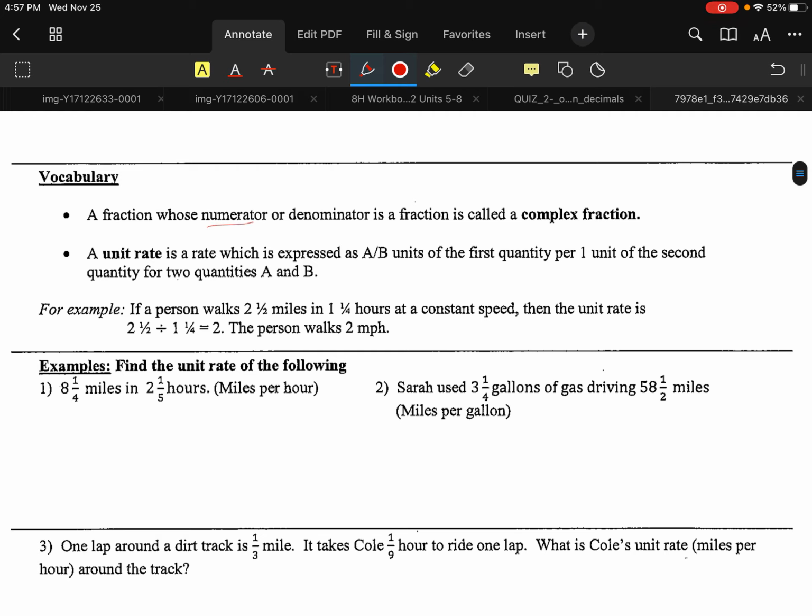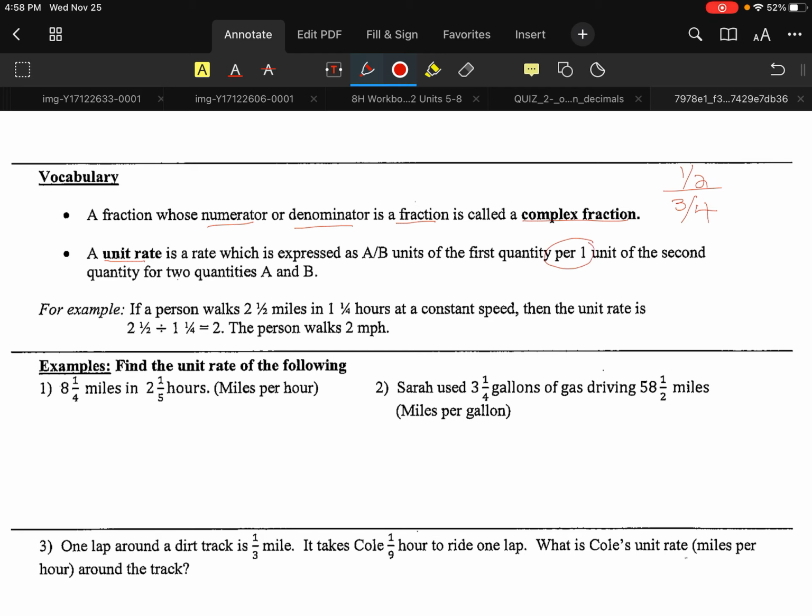A fraction whose numerator and denominator is a fraction is called a complex fraction. We went over that in unit 2. So for example, if I have 1/2 over 3/4, that is a complex fraction because your numerator and denominator are fractions. Then the second bullet here is unit rate. Unit rate is a rate which is expressed as A over B units of the first quantity per 1 unit. So unit rate, we talked about, means per 1.